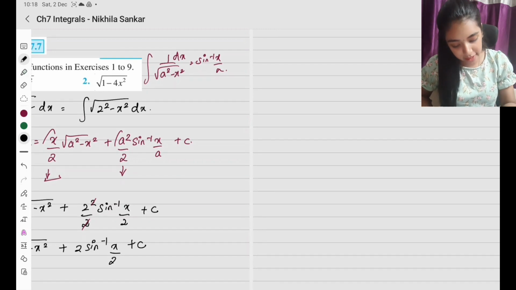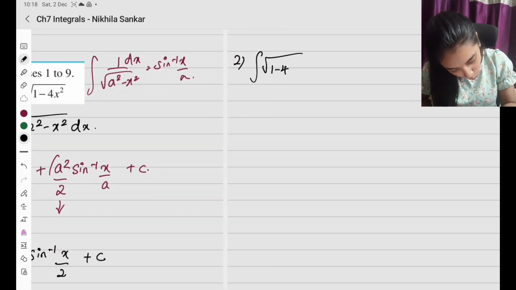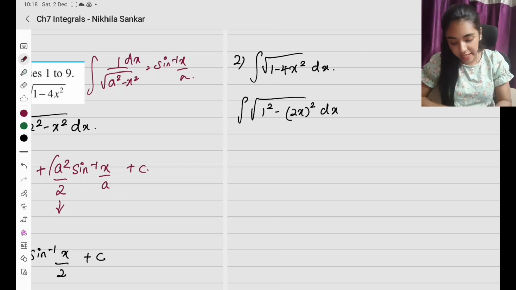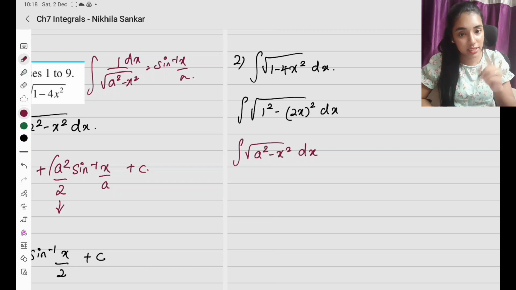Question number 2. 1 minus 4x square. So இது என்ன formula இருக்கு? Integral of square root of 1 minus 4x square times dx. So how can I rewrite this? I can write this as square root of 1 square minus 2x the whole square times dx. This is again of the form integral square root of a square minus x square times dx. Formula திரும்ப எழுதுங்க, எழுத ஞாபகம் இருக்கும்.